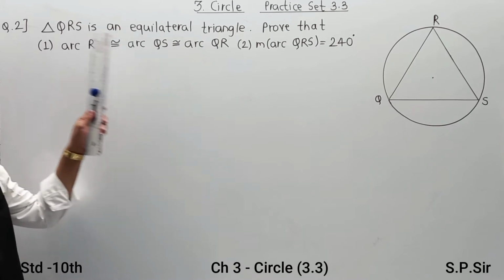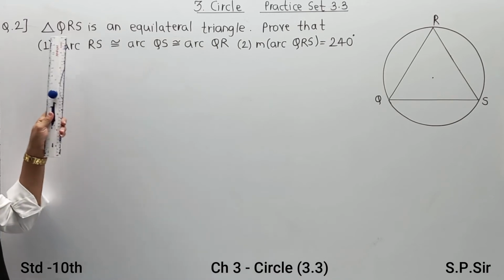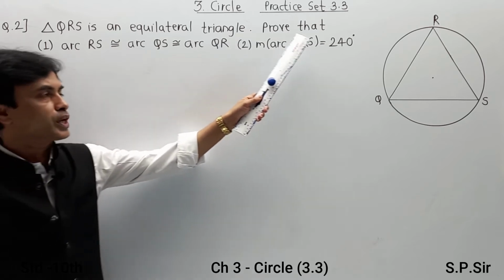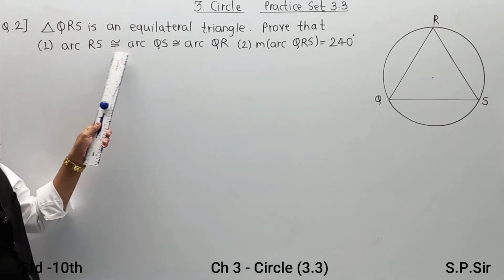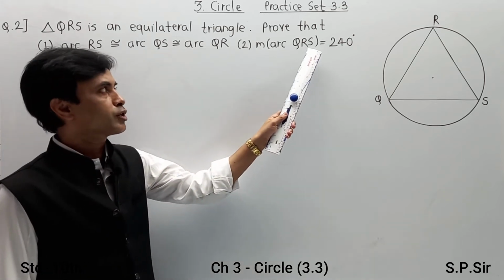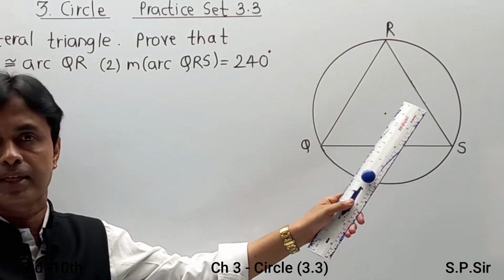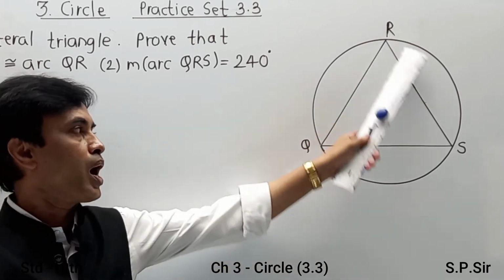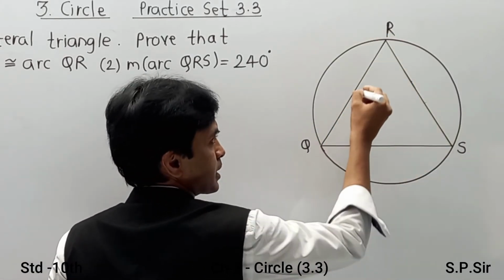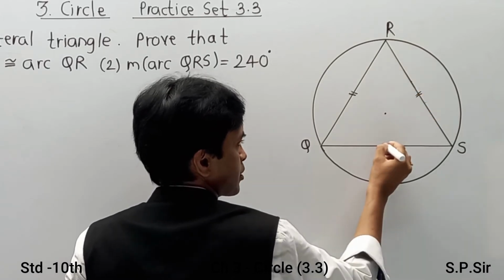Hello friends, now we are in question number 2 of practice set 3.3, and the question is, triangle QRS is an equilateral triangle. Prove that arc RS is congruent to arc QS is congruent to arc QR, and second, major arc QRS is 240 degrees. Now observe this diagram carefully. In the given condition, triangle QRS is an equilateral triangle. If QRS is an equilateral triangle, then QR is equal to RS is equal to QS.